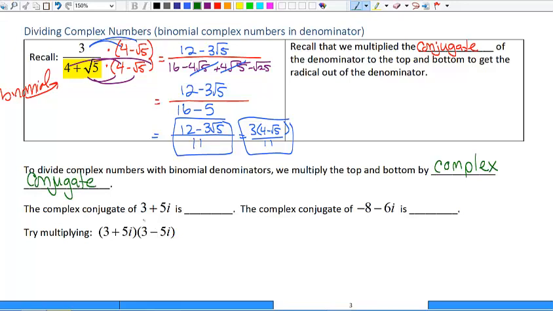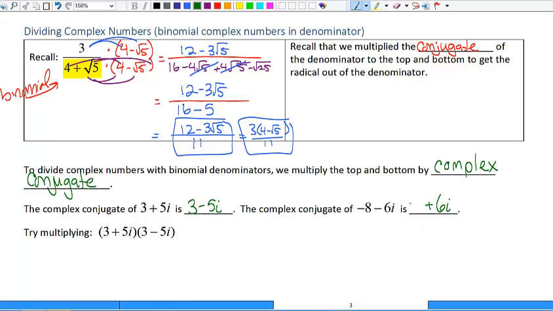The complex conjugate of 3 plus 5i is 3 minus 5i. Remember, the terms are the same, but the sign in between the terms changes. The complex conjugate of negative 8 minus 6i. Now, some students get this one mixed up. The sign in between the two terms is negative, so it's going to change to positive.